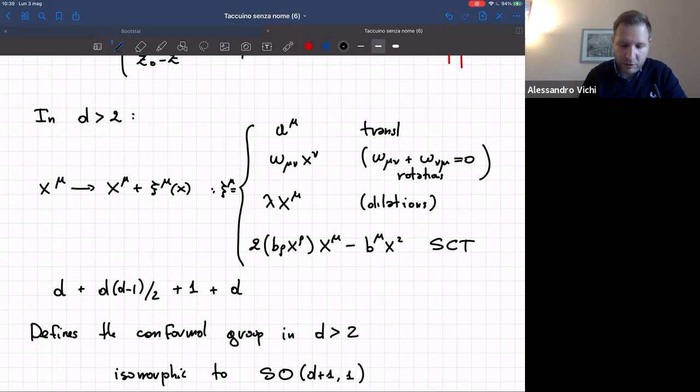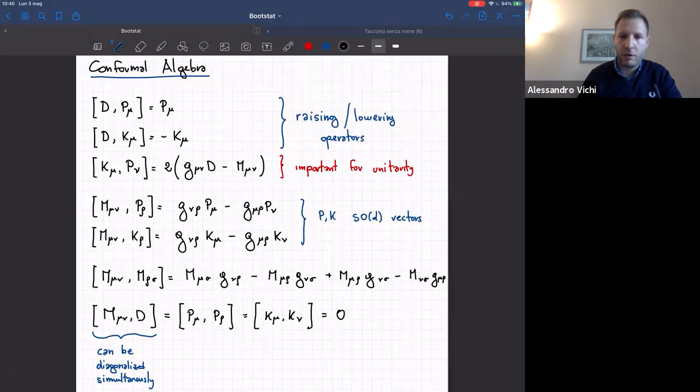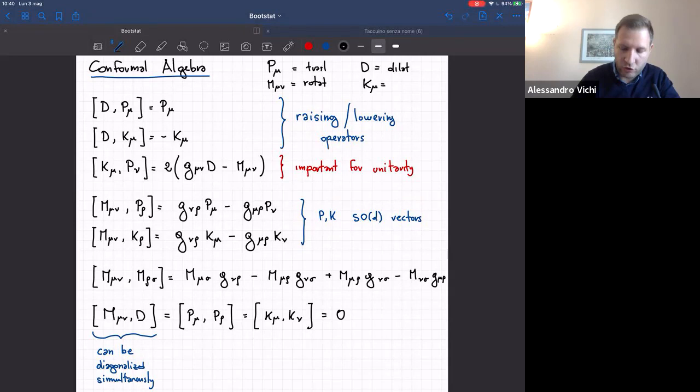So without losing time in these details, I can just show you the algebra, which I reported here for shortness. Let me denote the various generators of translation as P mu. M mu nu are the generators of rotation. D is the generator of dilatation. And K mu, again, is the generator of special conformal transformation. Among all possible commutators, there are a bunch that I would like to focus on.